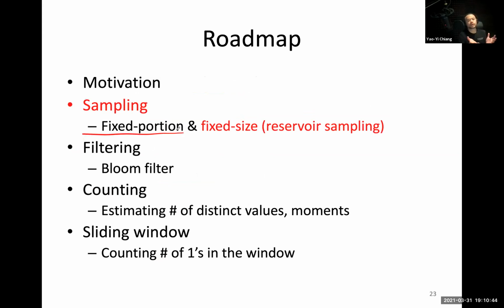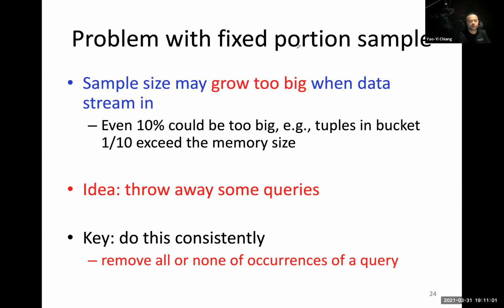All right, easy. That's your fixed portion sampling. That means you have a fixed portion that you want to sample. The second algorithm we are going to talk about for sampling is fixed size sampling. This is also called reservoir sampling. This is a commonly used algorithm. The problem with fixed portion sampling is the sample size may still grow too big when your data stream comes in, because you say 1/10 of the data stream, but you do not really know the size of the entire data stream. Even 10% could be too large for your memory to store.